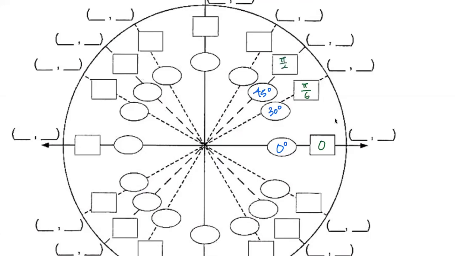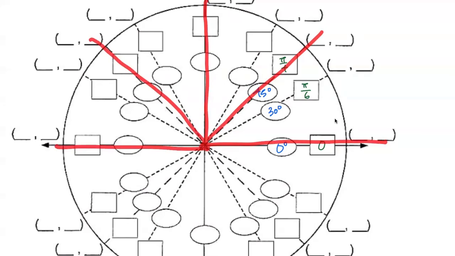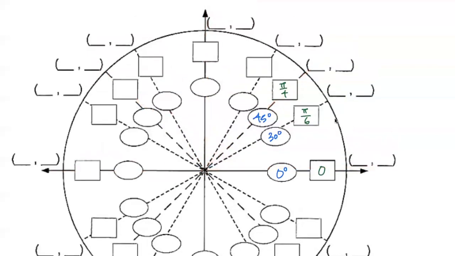Yeah, pi over 4. And again, if you think about this, you have 4 equal size pieces in the top half. So 1 pi over 4. (60°). If this is pi over 6, this is 2 pi over 6, right? 2 pi over 6, we reduce, and we get pi over 3. Okay.